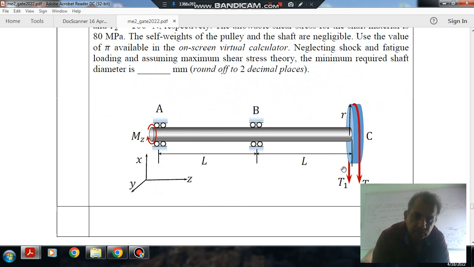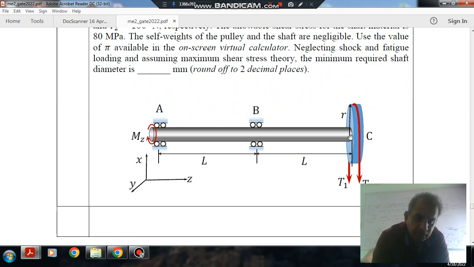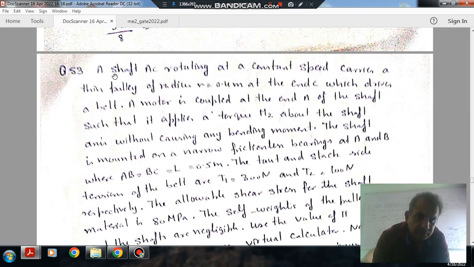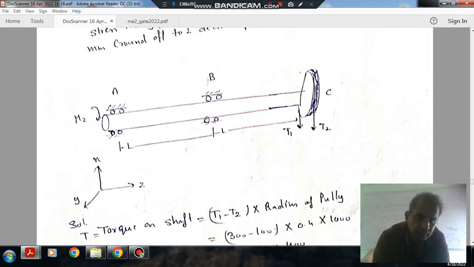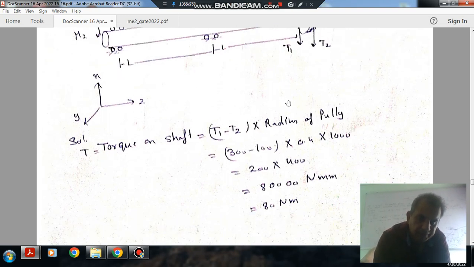Okay, so this is your T1, this is your T2, this is shaft length L, and this is length L, and this is radius R. Now the torque on the shaft is T1 minus T2 into R, the radius of the pulley. That Mz value is T1 minus T2 into R, because here the torque is delivered and here the torque is taken from the shaft. So Mz should be equal to T1 minus T2 into R.